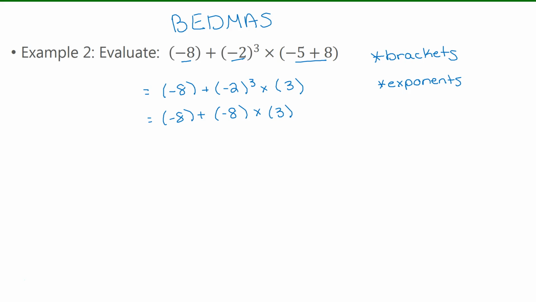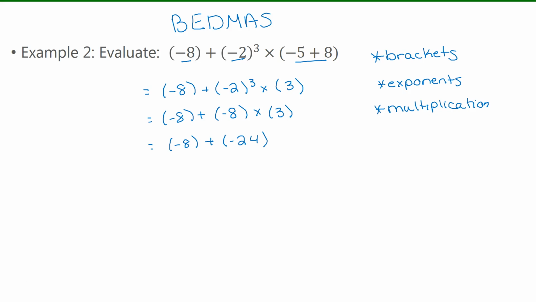All right, so I have two operations left. I have an addition and a multiplication. So looking back up at my BEDMAS, I have to do any division and multiplication next. So since there's no division, I'll do the multiplication. Negative 8 times 3. That gives me negative 24.